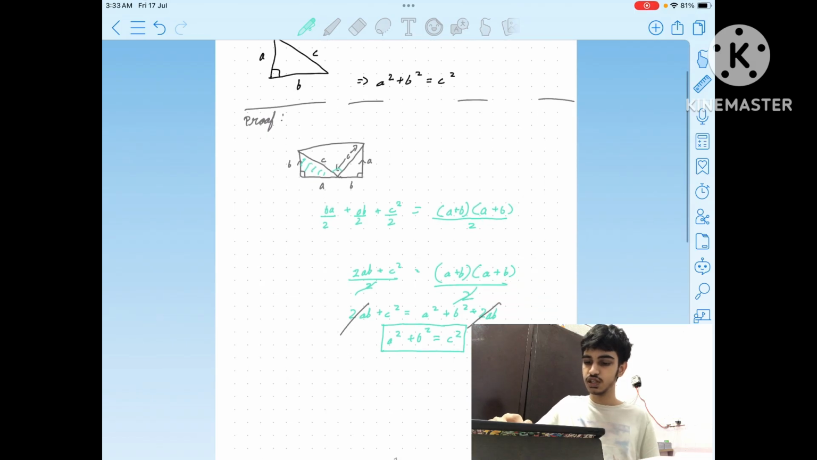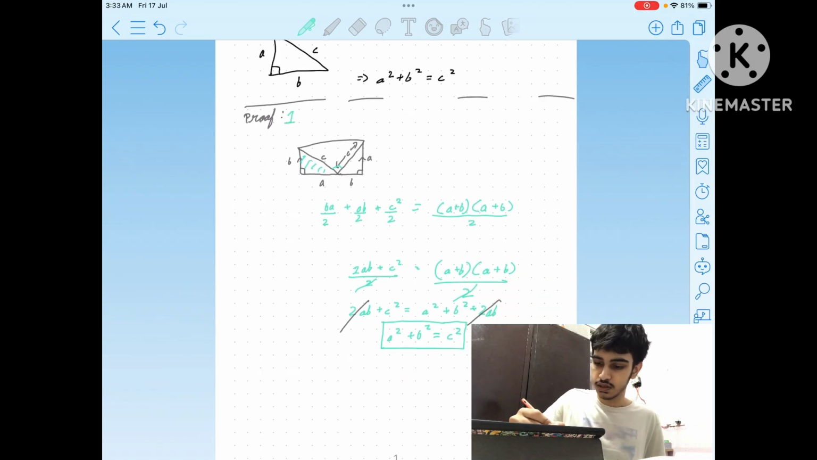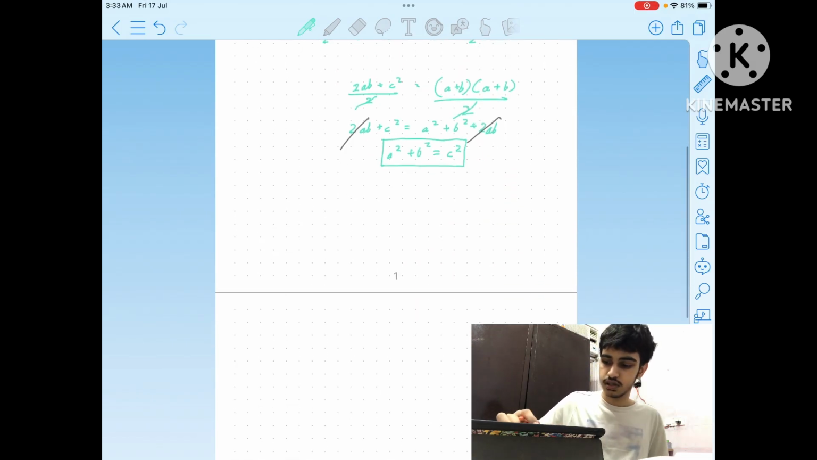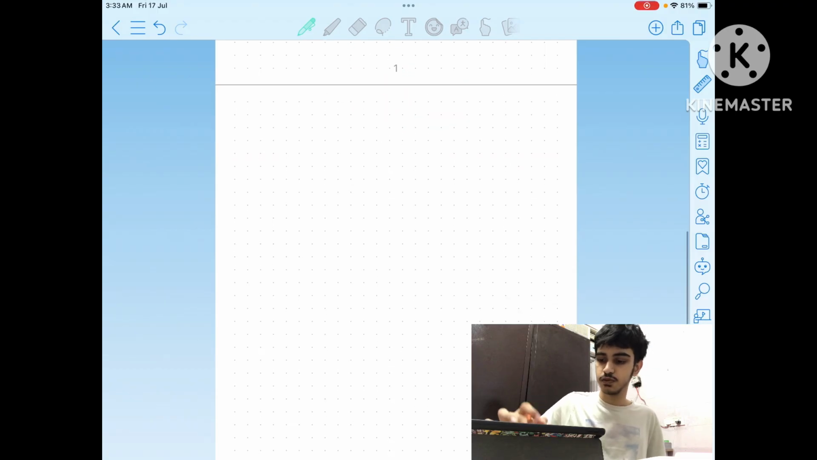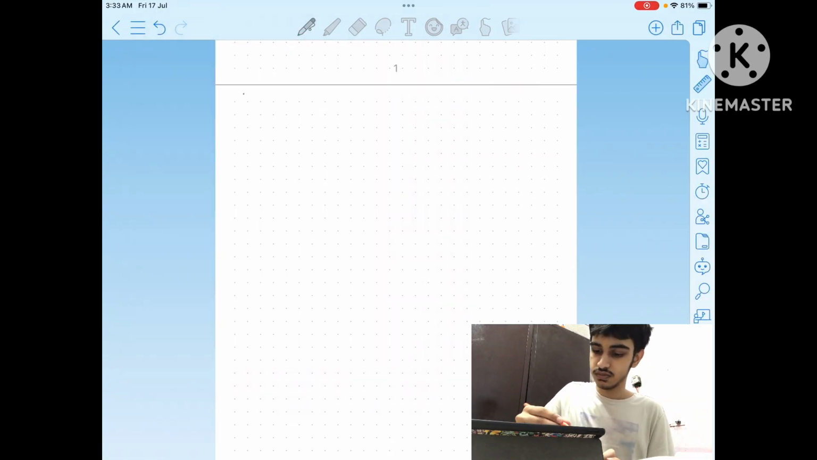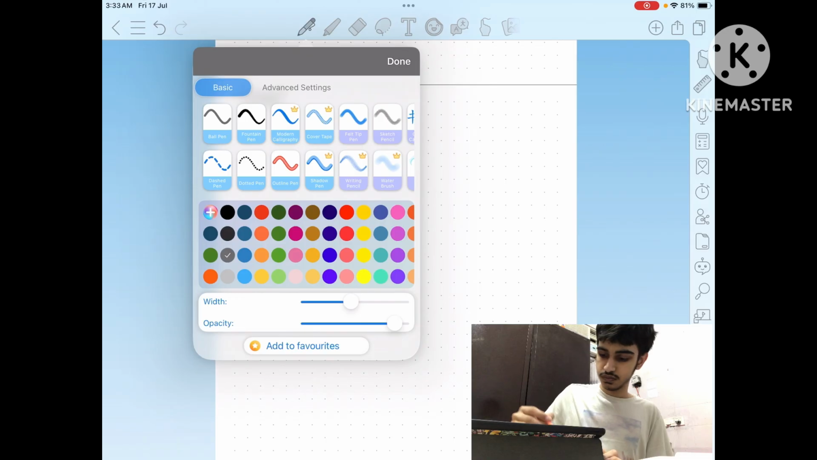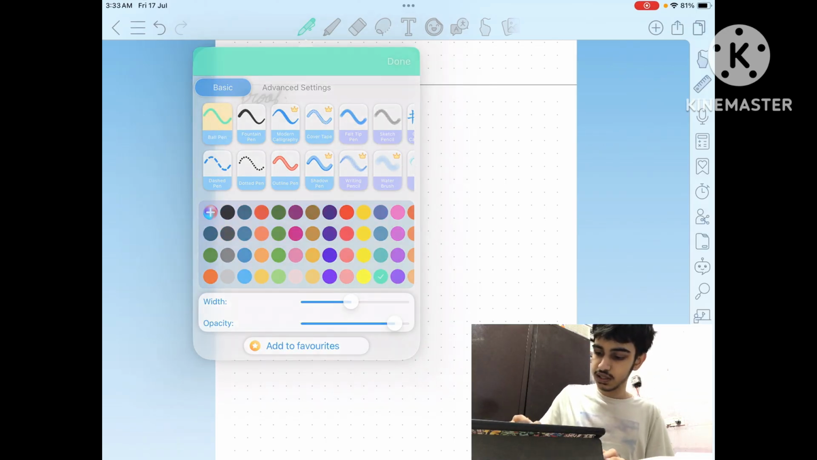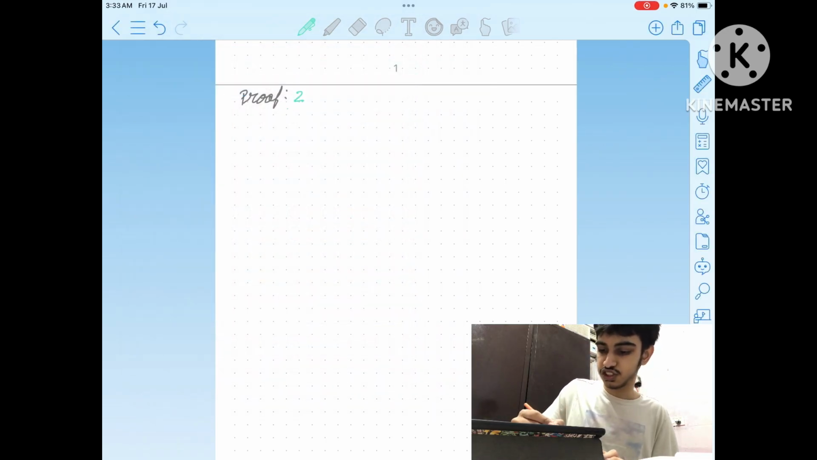Let's move on to the other proof. Let me change the whole page. This will be our proof number 2, which is my favorite proof, and which is done with the help of the concept of rotation.